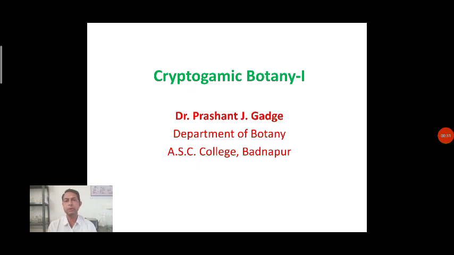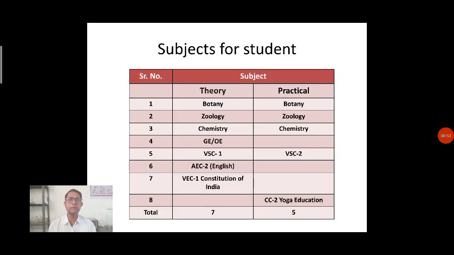In the last lecture we discussed the different subjects which are included in your syllabus. That includes botany, zoology and chemistry. We have taken the example, and in botany we are going to deal with this cryptogamic botany. So cryptogamic botany is one of the papers included in your syllabus. Now here you can see there are two different types of parameters in this table. You can see theory and practical, which come under this subject.